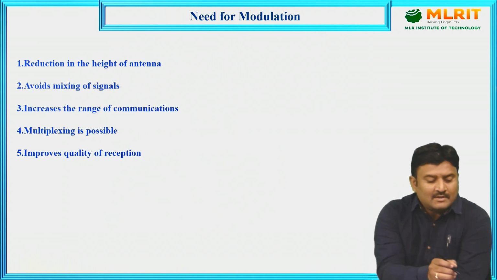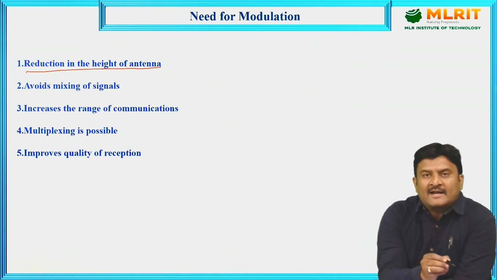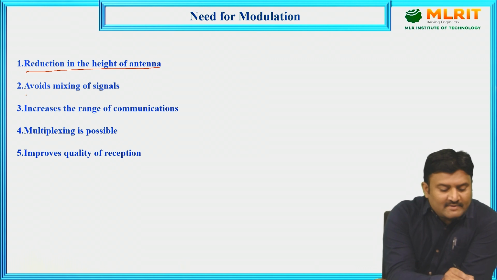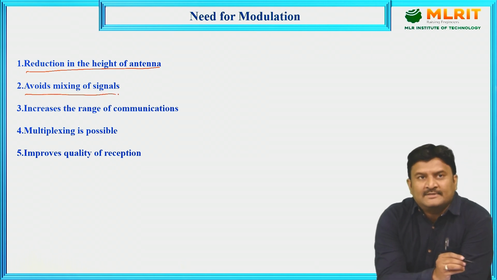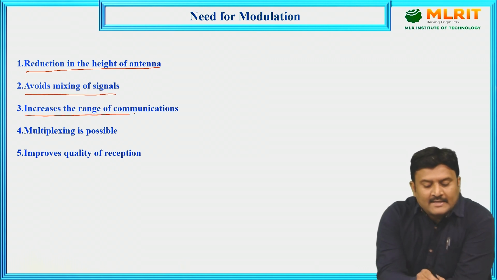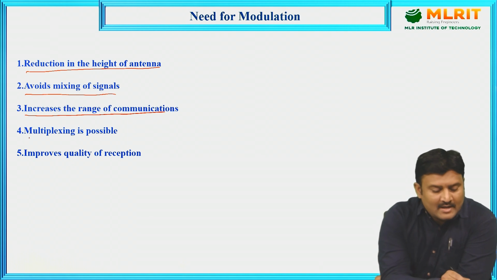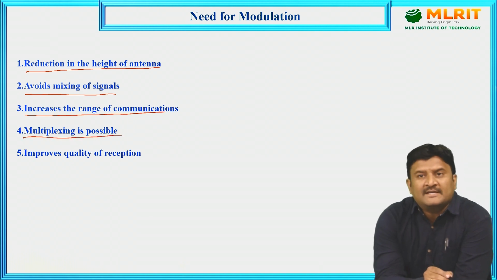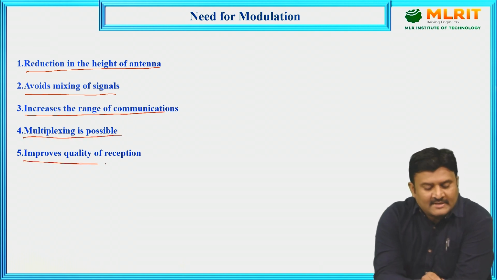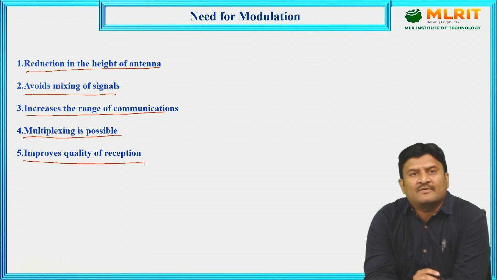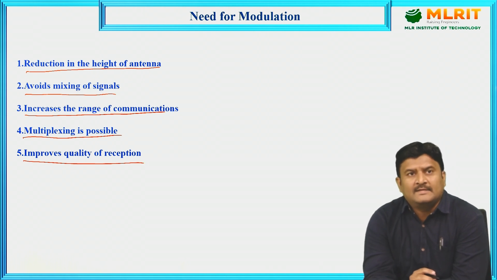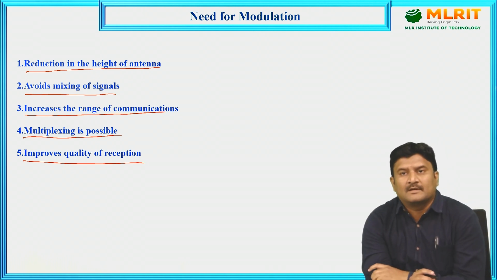What is the first one? Reduction in the height of the antenna. Second one is avoids mixing of the signals. Third one is increases the range of communications. Fourth one is multiplexing is possible. And fifth one is improves quality of reception. In these five aspects, the modulation is needed.